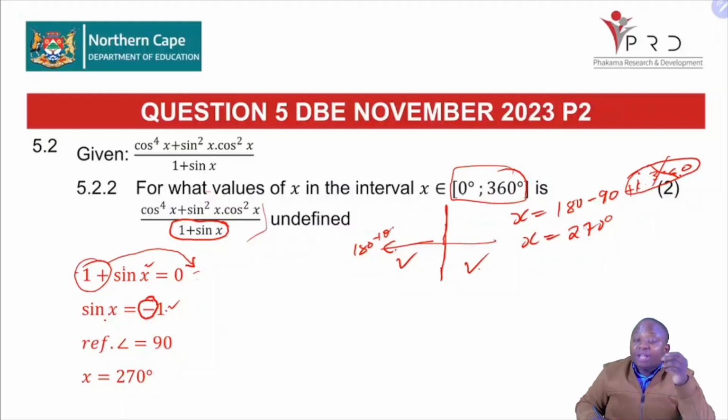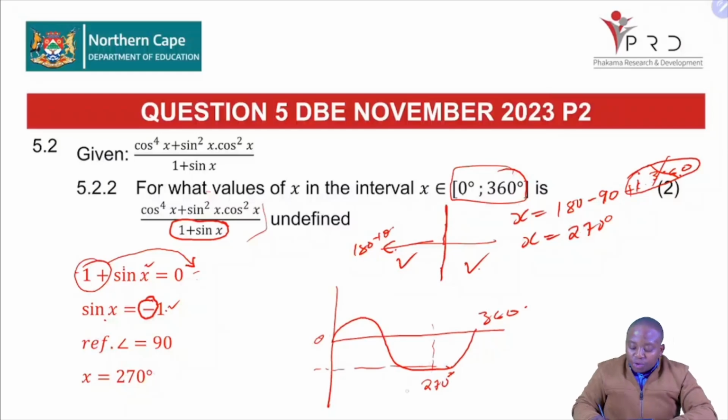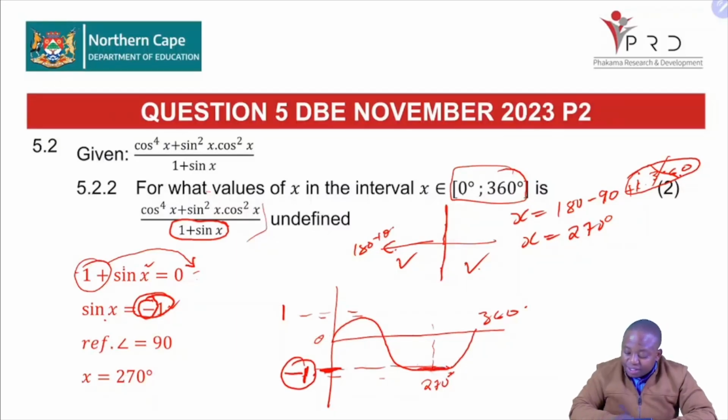Or another way you can think about this is to draw a graph of sine to 360. This is my 360 from the 0 there. And we now notice that at 270, that is where my solution is. When y is negative 1, on this side it is 1. So when we're having negative 1, the solution is 270. So that's why we pick up that 270 as our solution within that restriction.